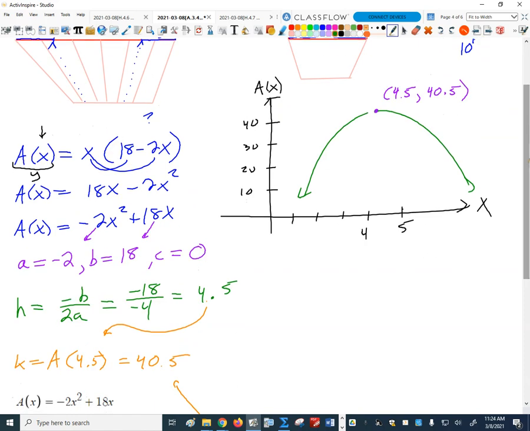And so what does this tell us then? What do the coordinates of the vertex tell us? Well, the 4.5 tells us that the depth equals 4.5 inches, right? And the 40.5 is telling us that the cross-sectional area equals 40.5 square inches. We don't really care about that, though.